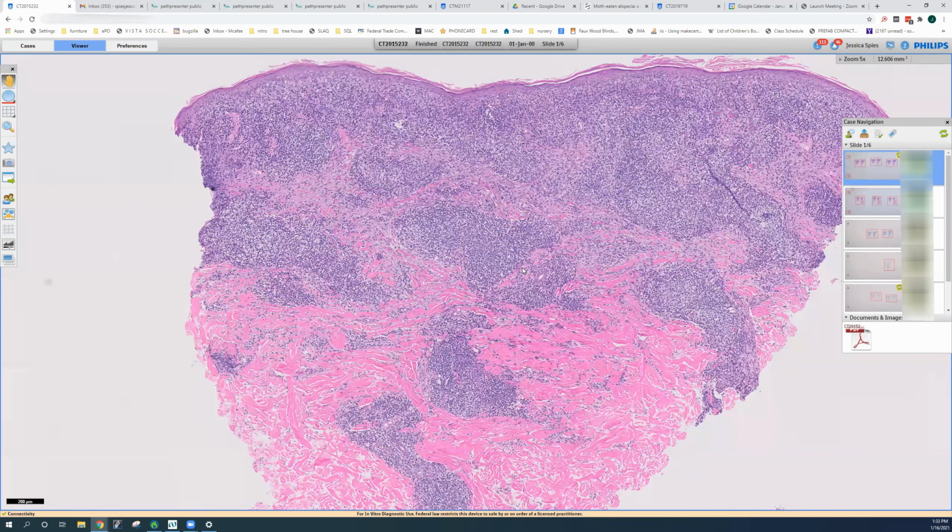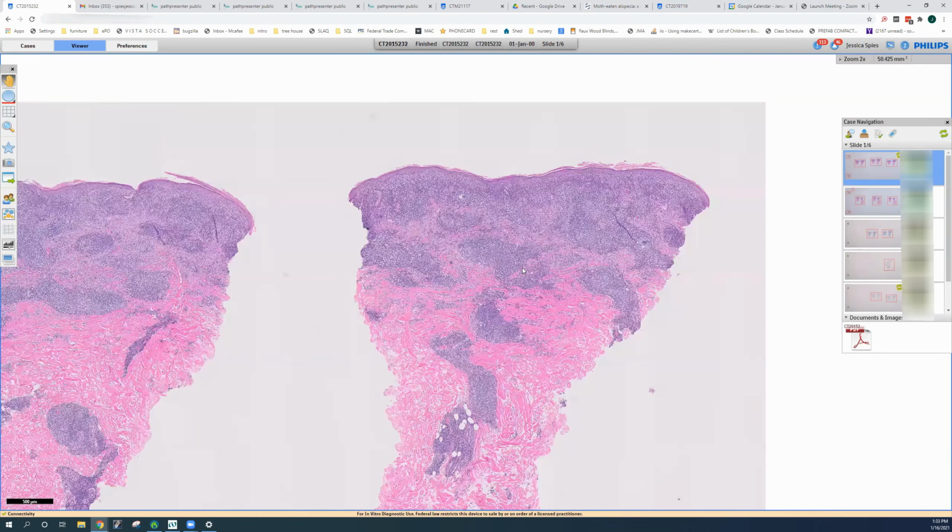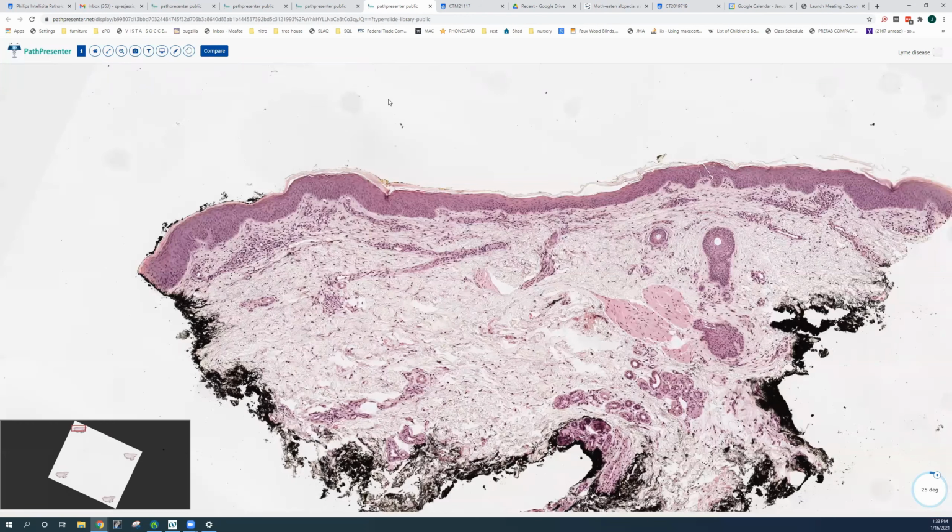Let's see, let's go to our next case. We're going to move on to Lyme disease now. Because we see so little Lyme disease out here in Oregon, we actually didn't have any bona fide cases in our files.